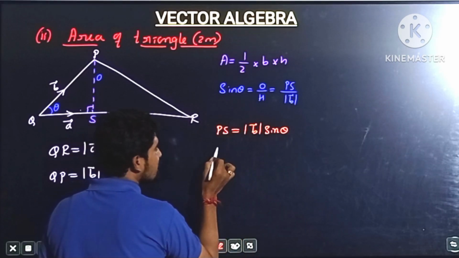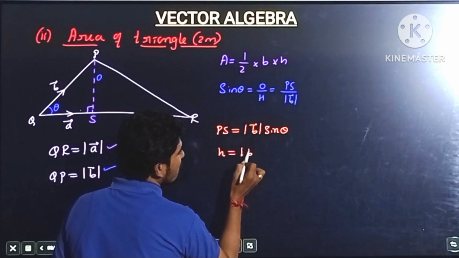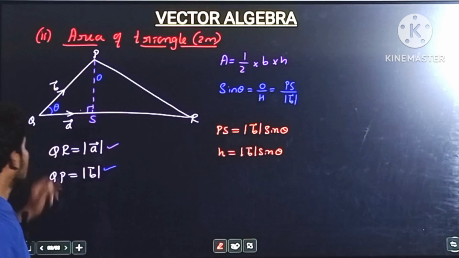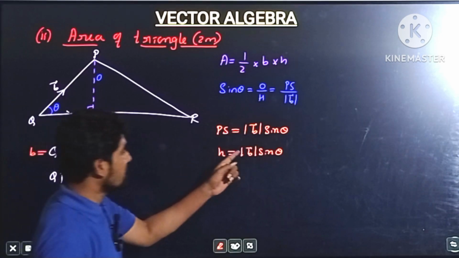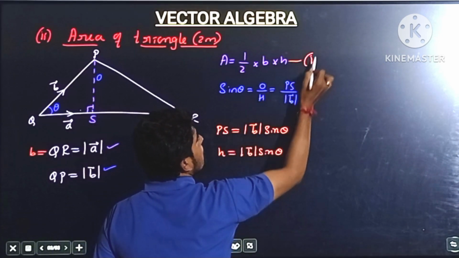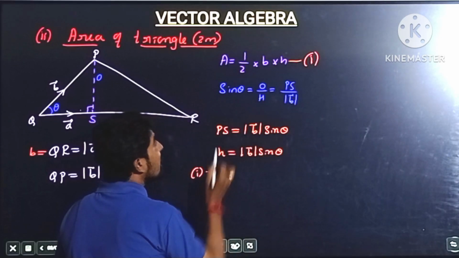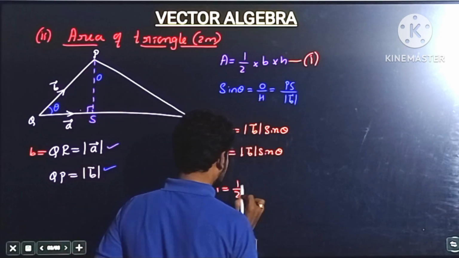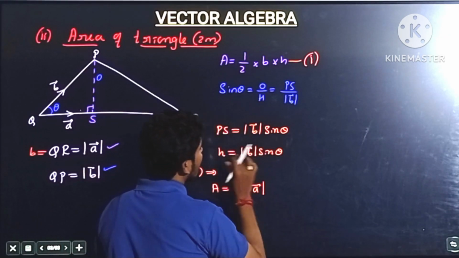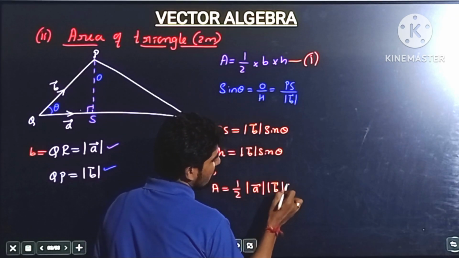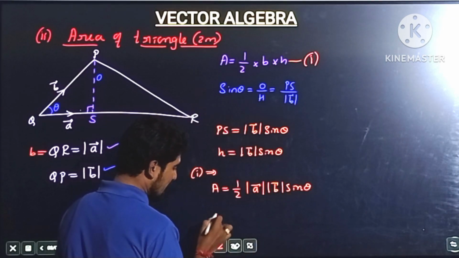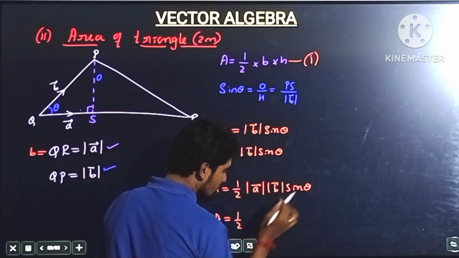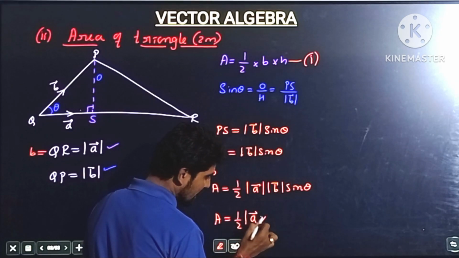So what is PS? PS is the height of the triangle, that is H is equal to magnitude of B vector into sine theta. Now use the values of base QR and height H in equation number 1. So equation 1 implies area of the triangle A is equal to half into base, which is magnitude of A vector, into height, which is magnitude of B vector into sine theta. So area is equal to half into magnitude of A vector into magnitude of B vector into sine theta, which is equal to half magnitude of A vector cross B vector.